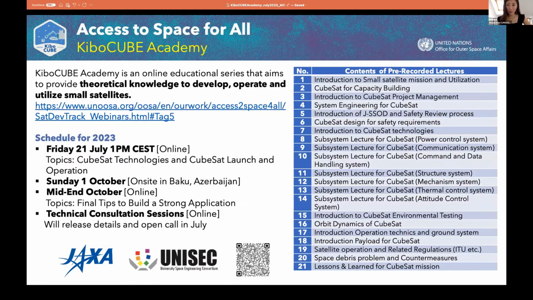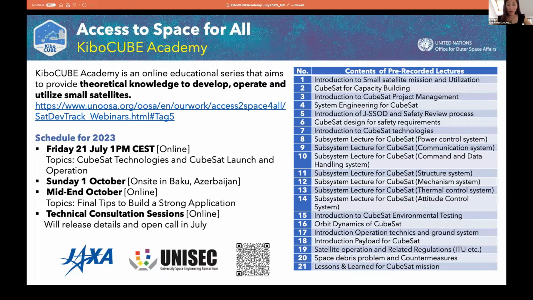Before we go into the KiboCUBE Academy session itself, I just want to introduce the KiboCUBE Academy and the schedule because we have a lot of things coming up this year. So all of you probably know what KiboCUBE Academy is, but it is an online educational series that JAXA, UNOOSA, and with the support of UNISEC have been doing from 2021. And it is really an educational content that provides theoretical knowledge to develop, operate, and utilize small satellites. So it really covers the whole life cycle of small satellite development.